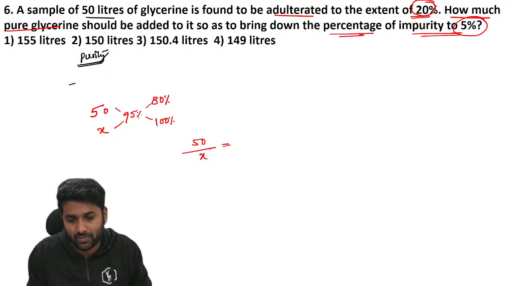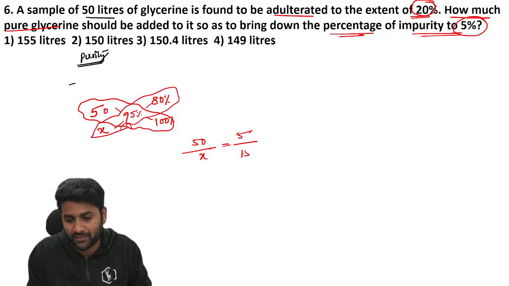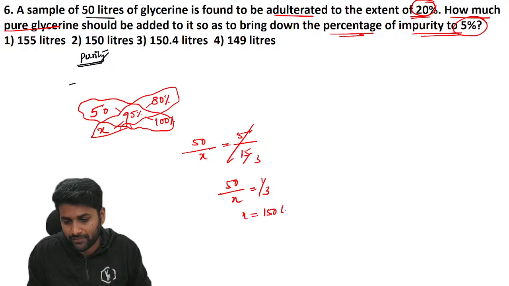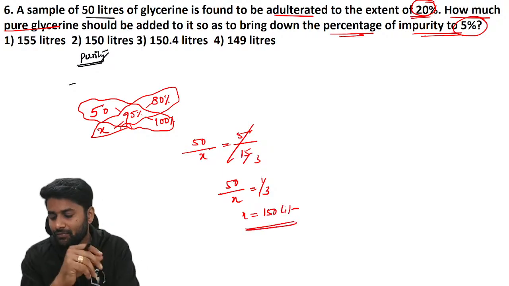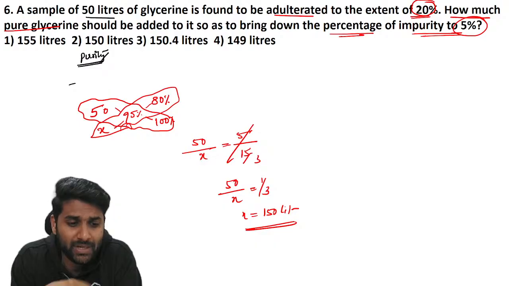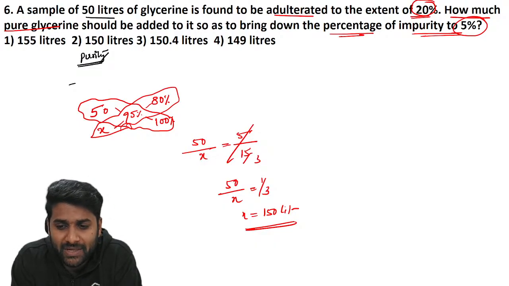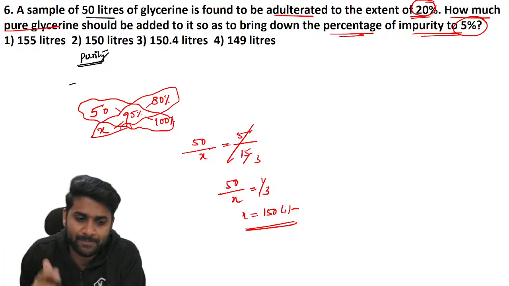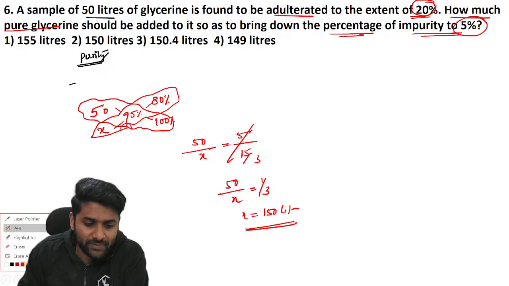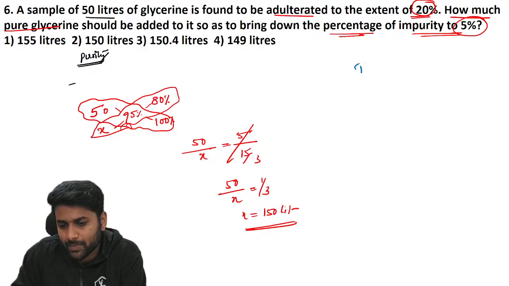50 by X is equal to higher value minus lower value. Lower value is 5%, divided by higher value minus lower value, which is 15. So the respective ratio 50 by X is equal to 1 by 3, then X is equal to 150 liters. If you add 150 liters of pure glycerin to the 50 liters of mixture, then the impurity goes down to 5%. See, if you are not interested in the purity case, you can solve the impurity case.